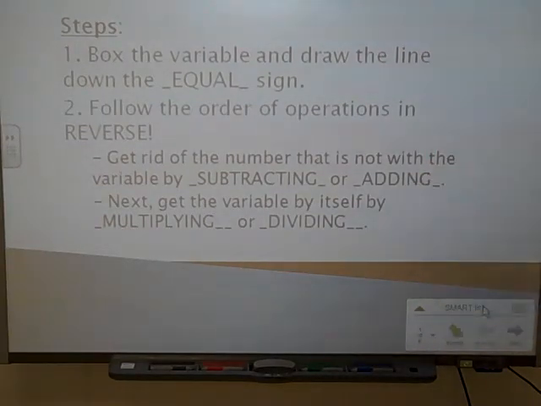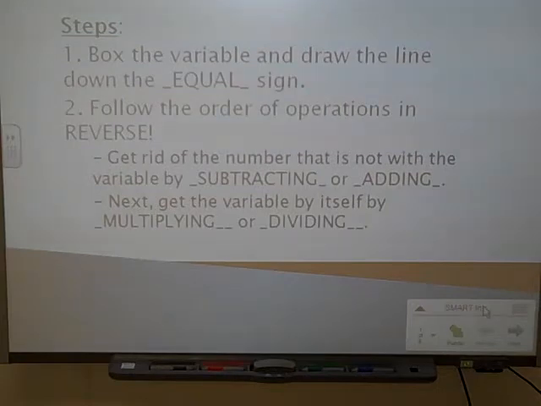Alright, this is our solving two-step equations in our notes. So again, if you need to go ahead and pause the video to write down your notes, please do so. Step number one, we're going to box the variable and draw the line down the equal sign, just as we did with one-step equations. Number two, we're going to follow the order of operations in reverse.